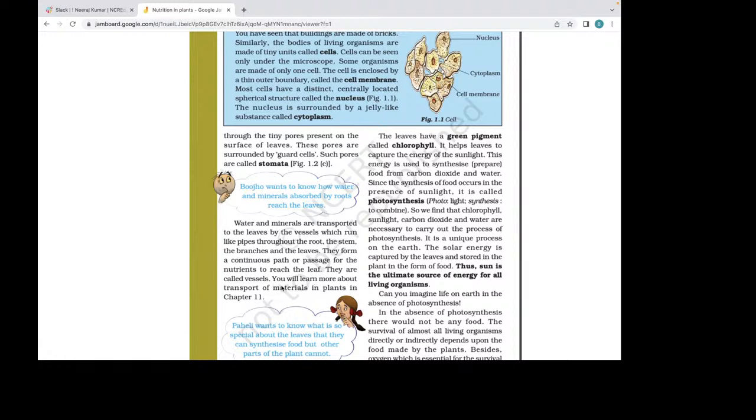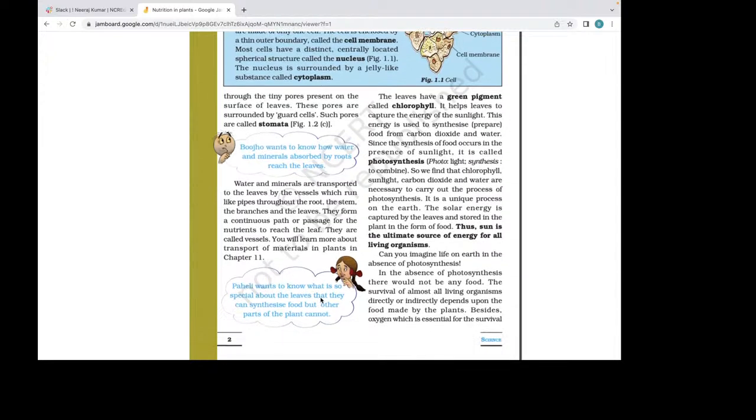You will learn more about transport of materials in plants in chapter 11, which we discuss further.